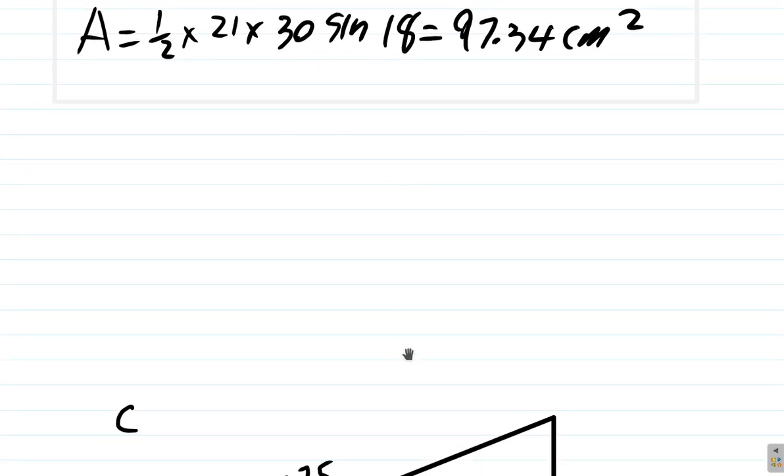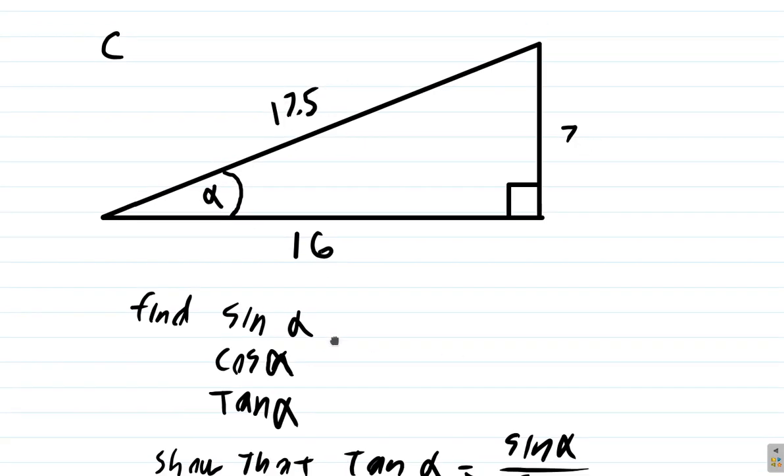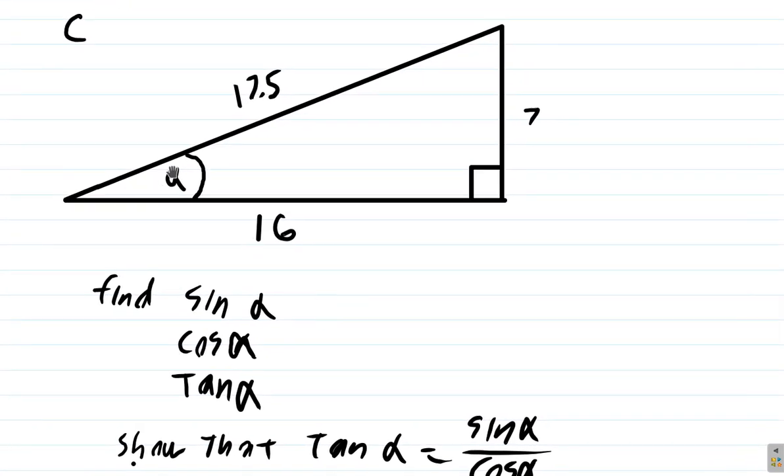That's question 4, part B. Let's look at question 4, part C. We have a right angle triangle here. We have the right angle here. The sides are 17.5, 7, and 16. You must find sine alpha. This is the angle alpha.